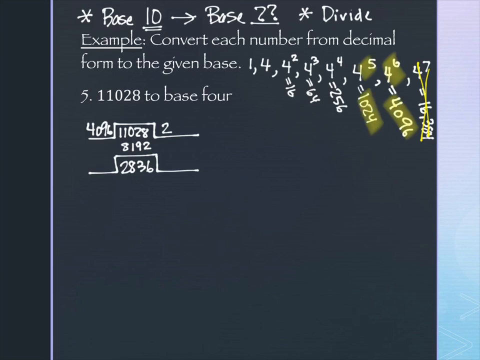Okay, so even if it goes in 0 times, we have to represent it. This one, it goes in more than 0 times, but just as a reminder. So how many 1,024s are there in 2,836? 2 again. And what is 2 times 1,024? 2,048. And we subtract. So what is 2,836 minus 2,048? 788, good. What will I divide by next?